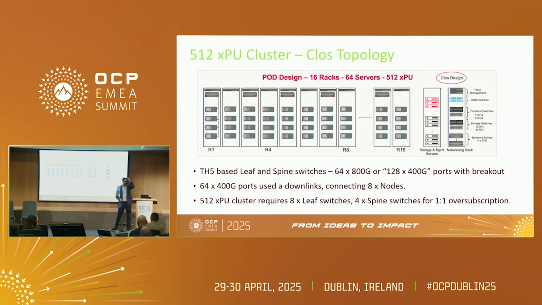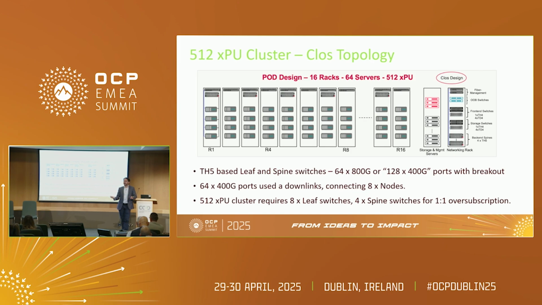All right. Let's give you three or four examples of these clusters. So if you are building a 512 XPU cluster in closed topology, our recommendation is you use a Tomahawk 5 based leaf and spine switch. Tomahawk 5 is 51.2 terabit silicon, which means it gives you 64 800 gig ports. Now, we don't use 800 gig NICs as we stand at this point, which means that you can break out this switch into 128 port of 400 gig. That is how most people use it today.